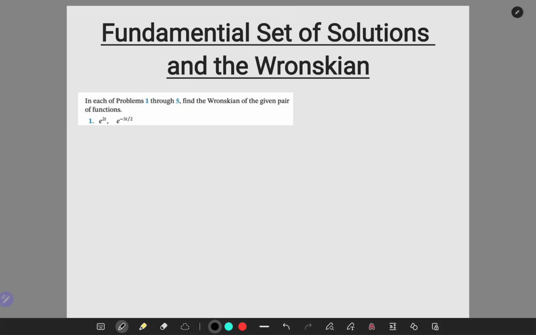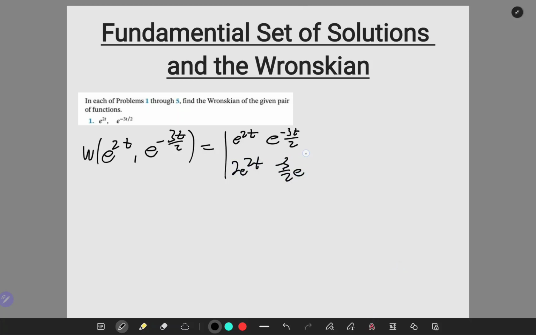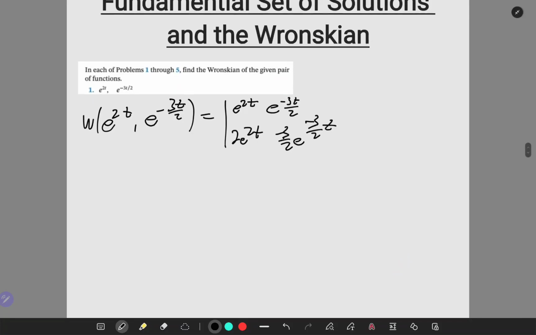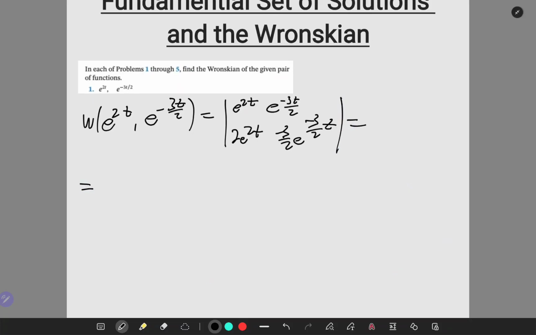So now, if you recall, if we take the Wronskian of e to the 2t, e to the negative 3t over 2, we would just take the determinant of e to the 2t, e to the negative 3t over 2, and then we just take the derivatives of each, so 2e to the 2t, negative 3 halves e to the negative 3 halves t, and that determinant is equal to, remember, it goes this way first, and then this way.